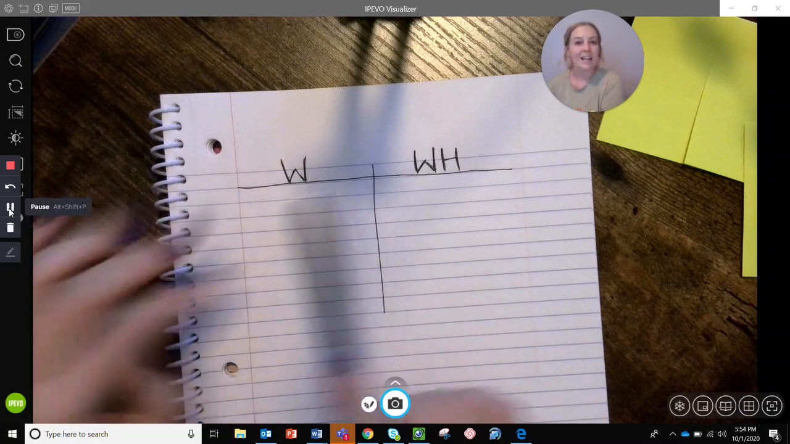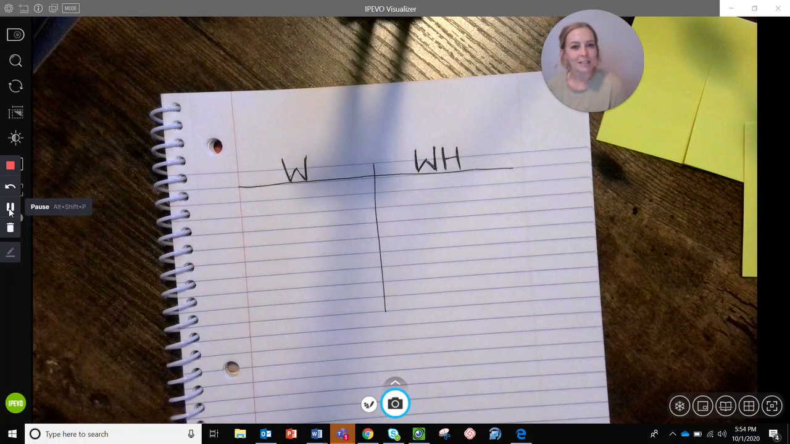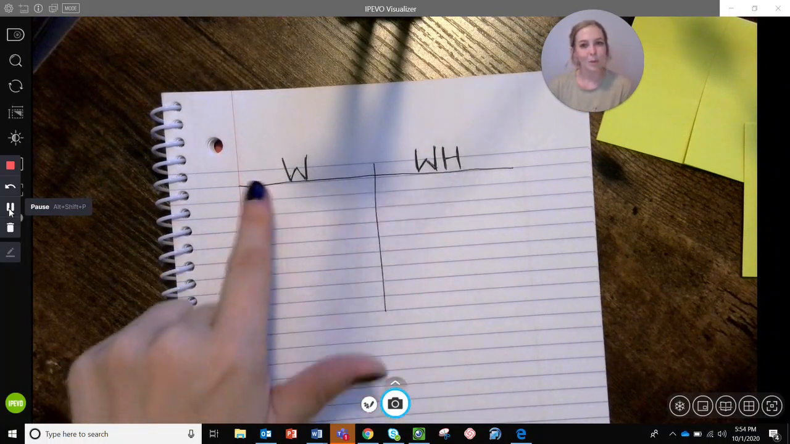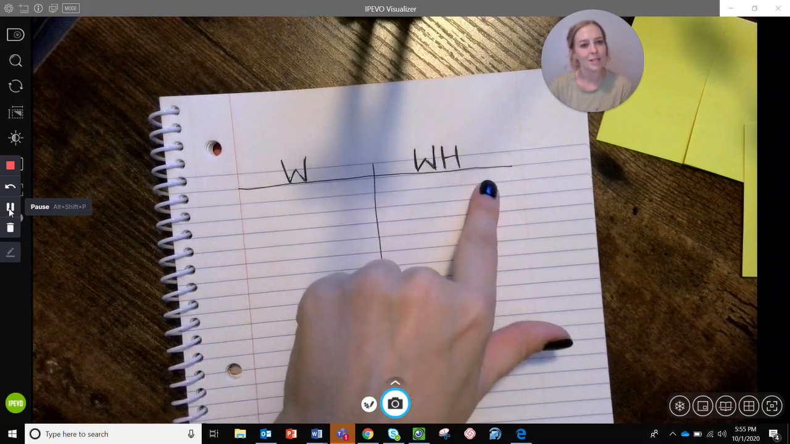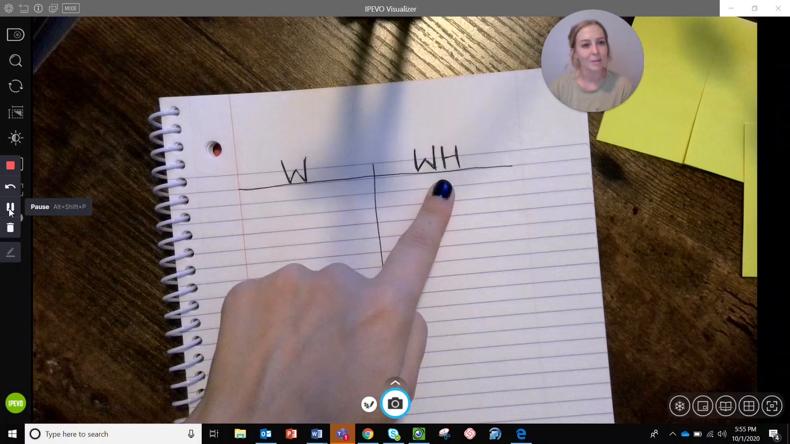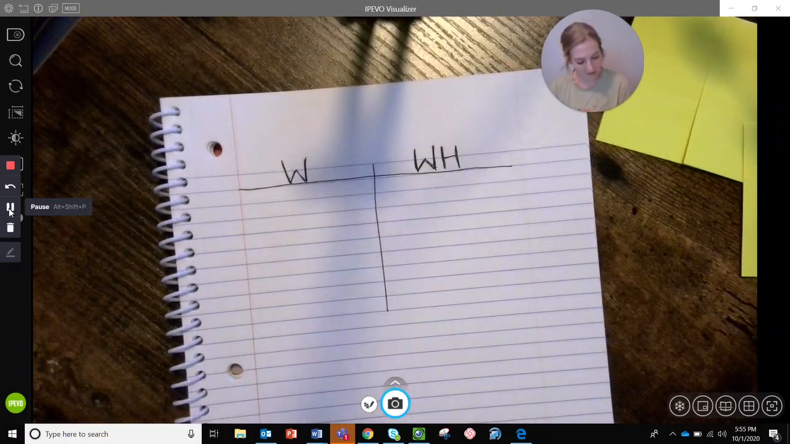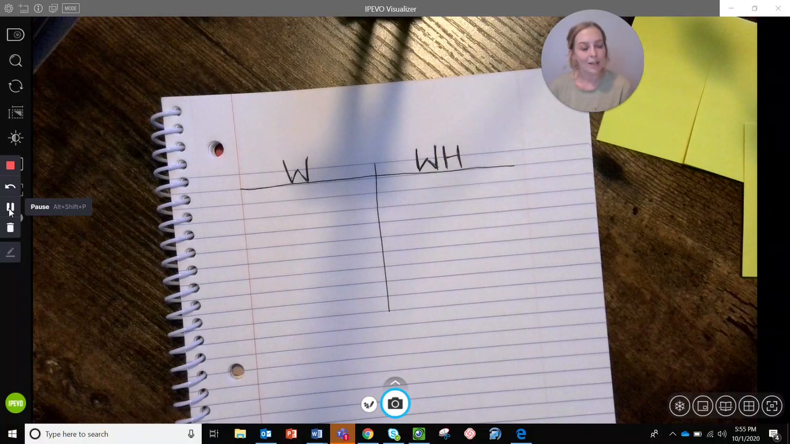All right, in your spelling journal, I would like you to make a chart that looks like mine with w and wh. Remember that these both say the w sound, but to differentiate wh, I'm doing the unvoiced hw. All right, I'm going to say a word, and I want you to put it in the correct column, okay?